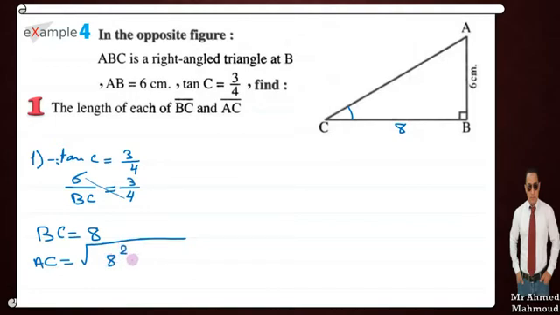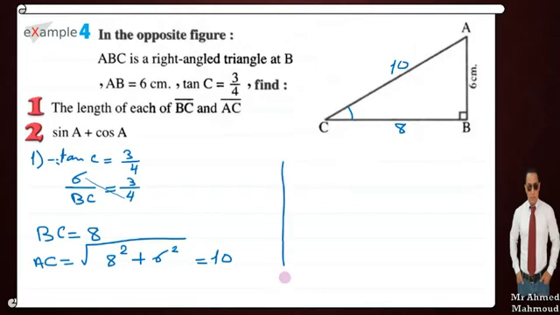8 to the power of 2 plus 6 to the power of 2 equals 10, so AC equals 10. This is number 1, BC and AC. Number 2, find sine A plus cosine A.